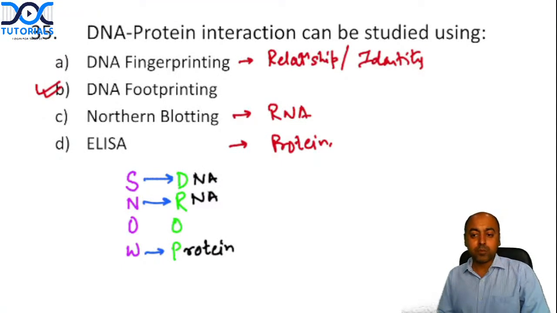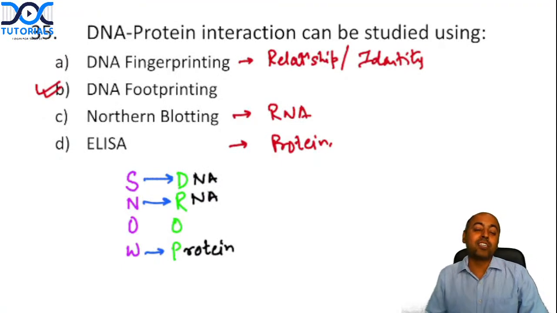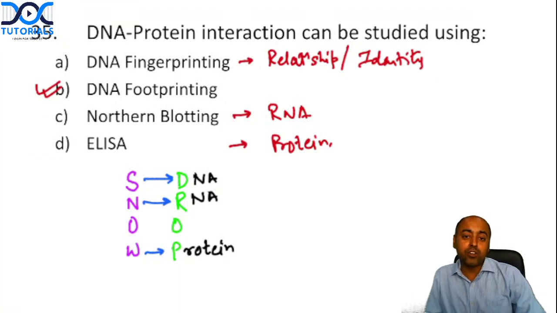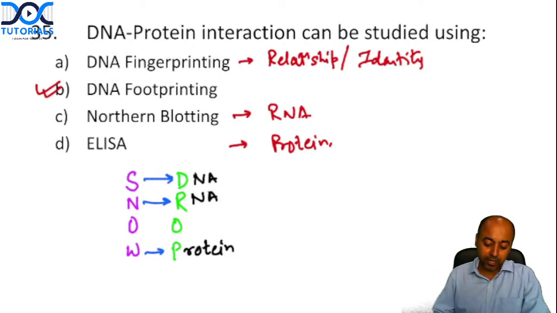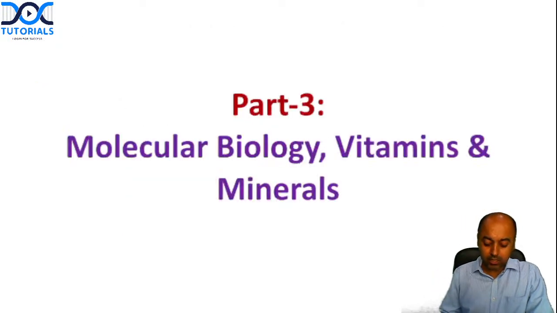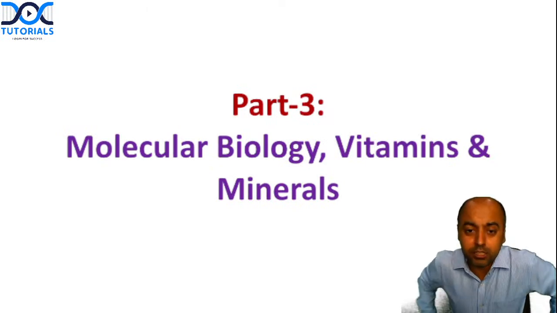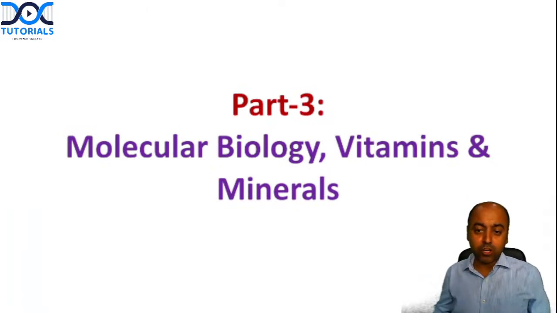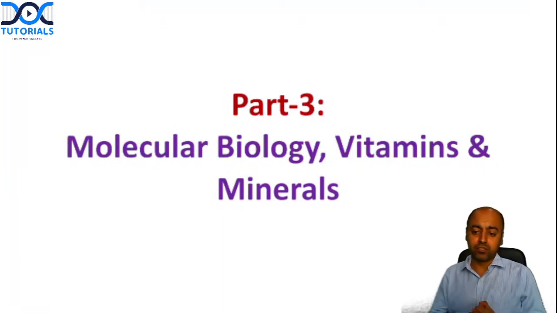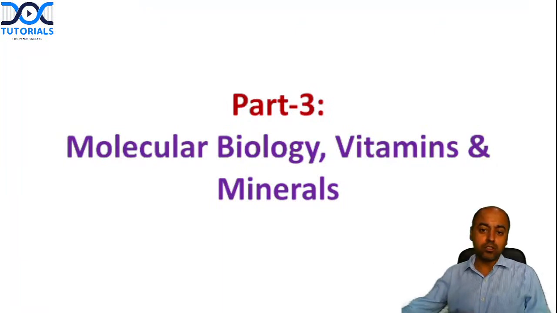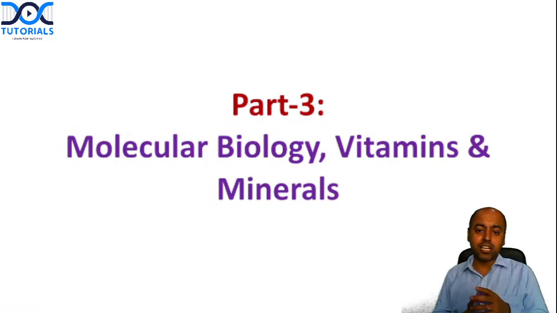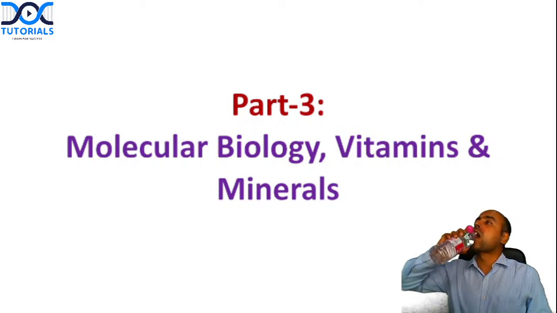Very good. So this brings us to the end of the second test, where we talked about the enzymes, the amino acid protein, and the heme metabolism. The third test is the one where we talked about molecular biology, vitamins, and a little bit about the minerals. Okay, so let us move on to part 3, the test 3 that we did, where we talked about these specific molecules.